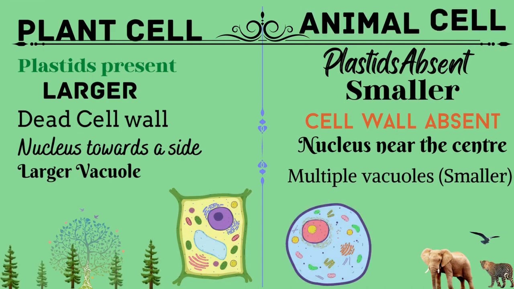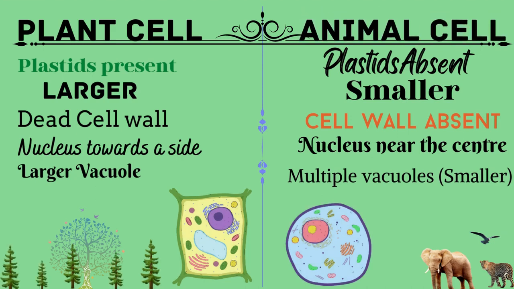Now let's have a look at the basic differences between the animal cells and the plant cells, both of which are eukaryotic in nature. If we first talk about the plant cells, they are larger than animal cells. They are characterized by the presence of a thick, rigid dead cell wall, which is present in addition to the normal plasma membrane. Plastids are present in case of plant cells. Many Golgi complexes are scattered in the cytoplasm. Large sized vacuoles have been seen in case of plant cells, fewer in number, usually one, and the nucleus is pushed to one side by the central vacuole.